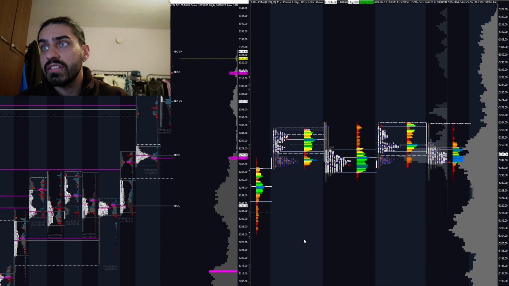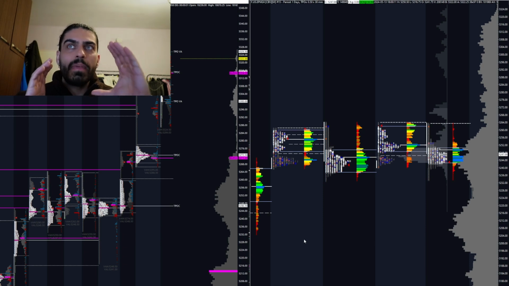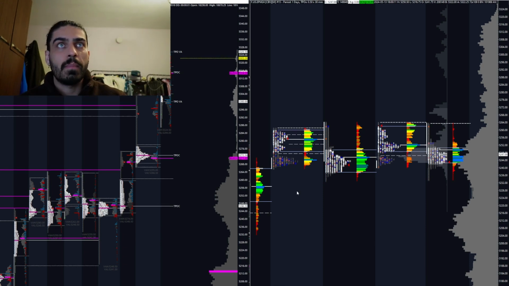So as we look for absorption, it's not like, okay, we see massive delta spiking at a high or massive delta spiking at a low. We want to see a very big cluster of that, and we want to see multiple rejections of that price.